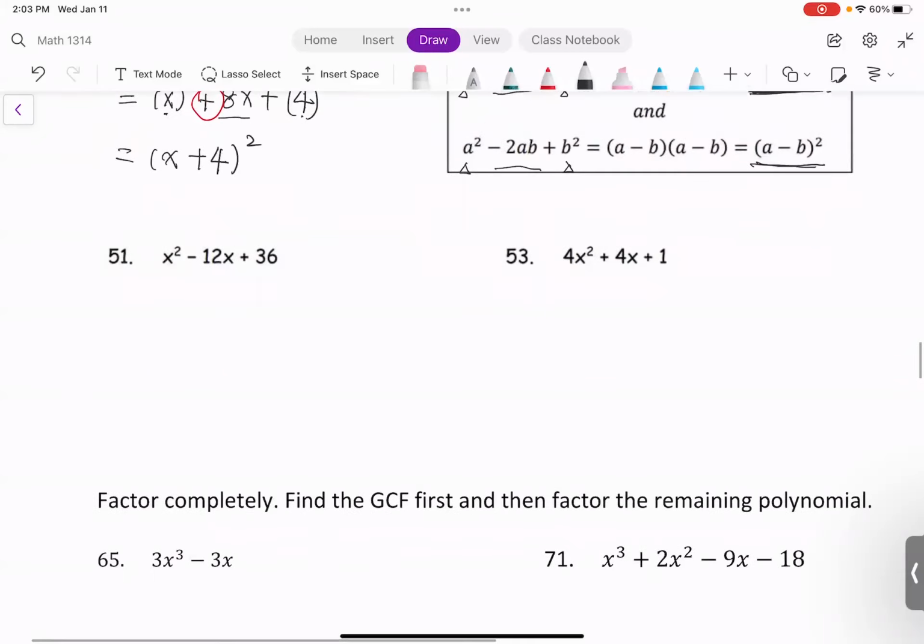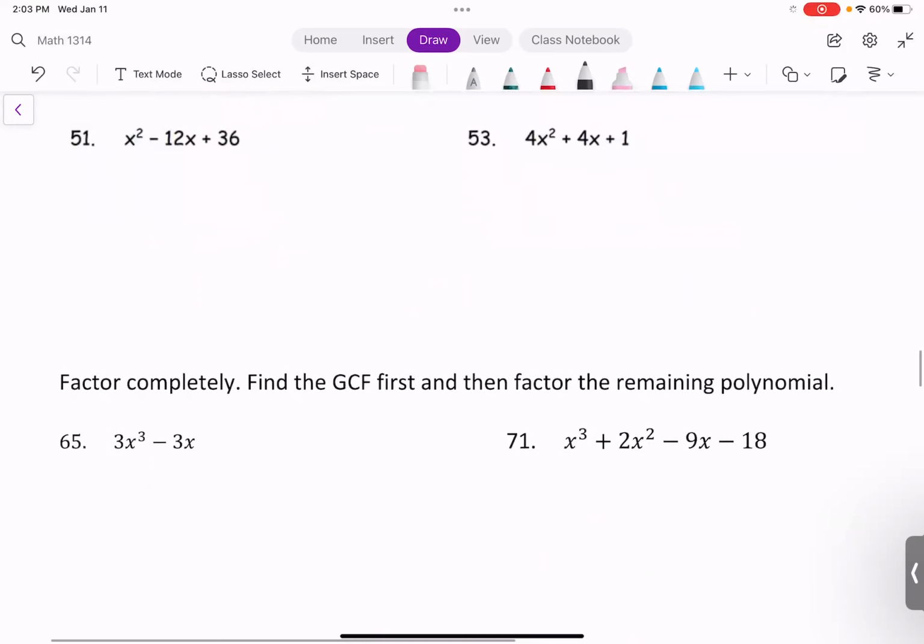Okay, let's see the next example. Can I use the perfect square formula? Yes, because the first term is x squared and the last term is 6 squared. In the middle, if we have 2 times A times B, that is 12x. And here is minus, that means we need to have a minus in the parentheses, x minus 6 squared.